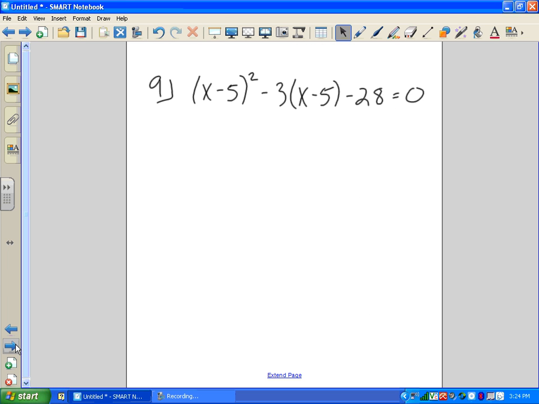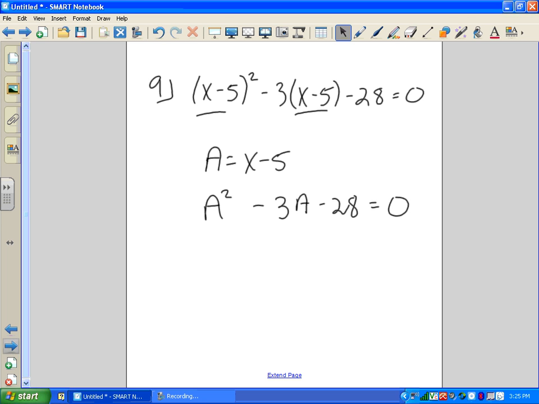Okay, number 9. Now, let's notice this one. This is really not a quartic or a cubic. It's really a quadratic. And so we call this one quadratic-like because it is still a quadratic. But the idea here is we're going to use that substitution. So we have that x minus 5 there coming up twice. And so what makes this an easier problem to do is just let a be x minus 5. And so if I substitute a in place of x minus 5, I get an easier equation here that says a squared minus 3a minus 28 equals 0. And so this one's much easier to solve.